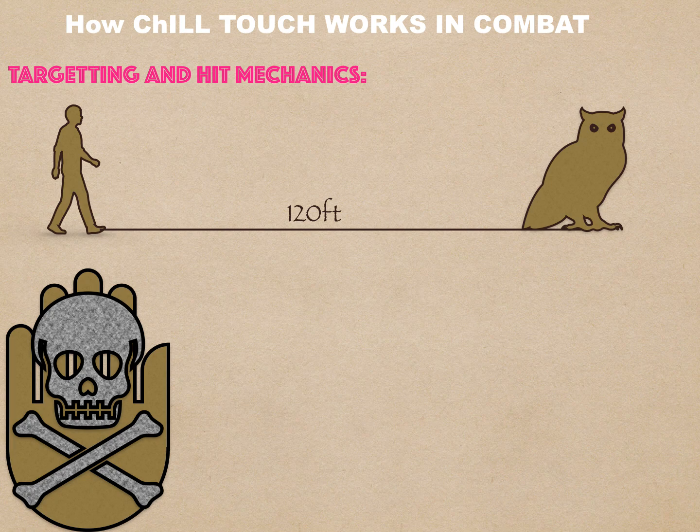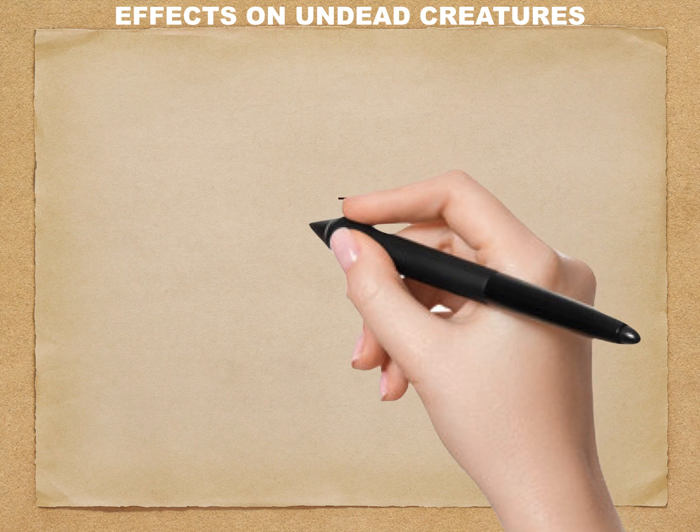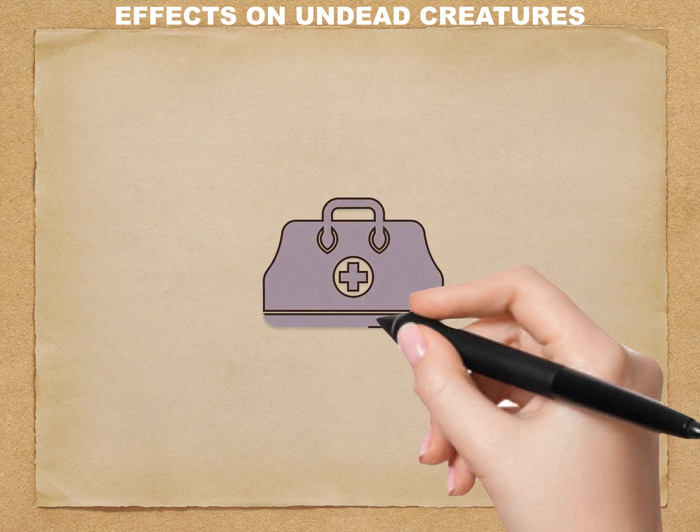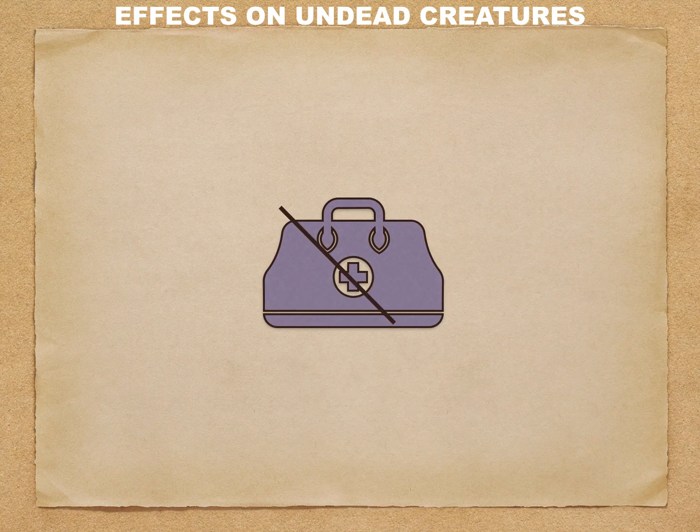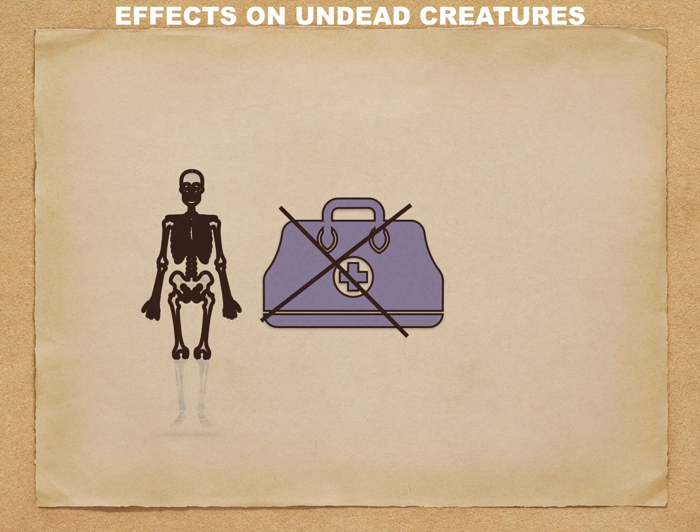Now the second one is the effect on undead creatures. One of Chill Touch's standout features is its impact on undead. An undead target hit by Chill Touch has disadvantage on attack rolls against you until the end of your next turn, adding a defensive layer to your offensive strike.